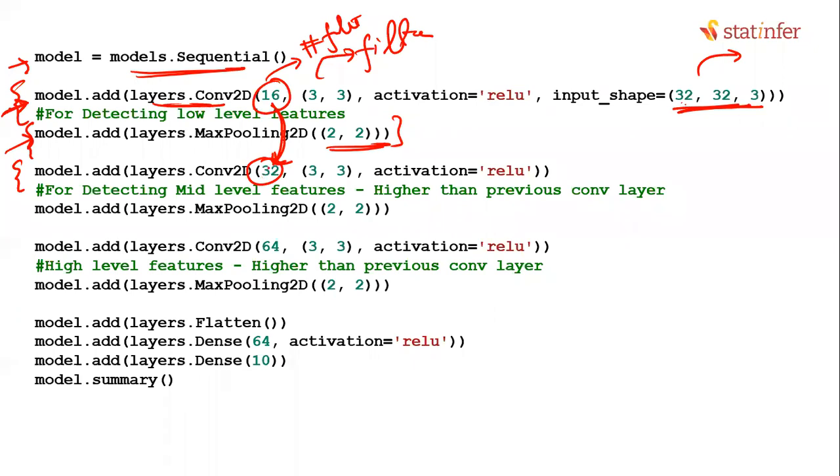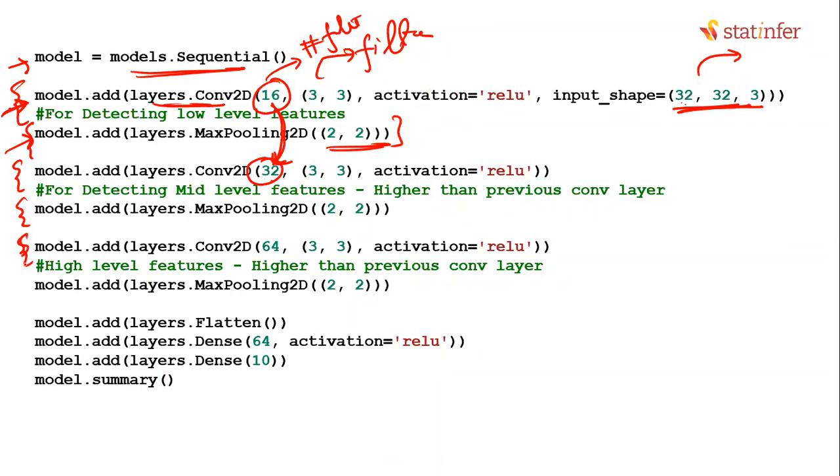Since we are dealing with mid-level features, which are a combination of low-level features, we have to take more combos here. So 32, and 3 cross 3 is the size. Usually the suggested size is either 3 cross 3 or 5 cross 5. Odd numbers are preferred. Then you have the max pooling.